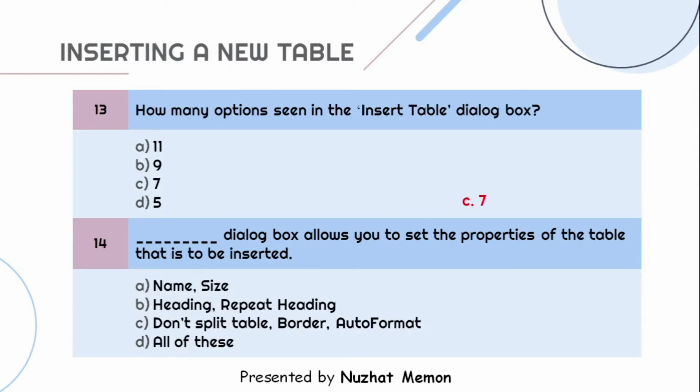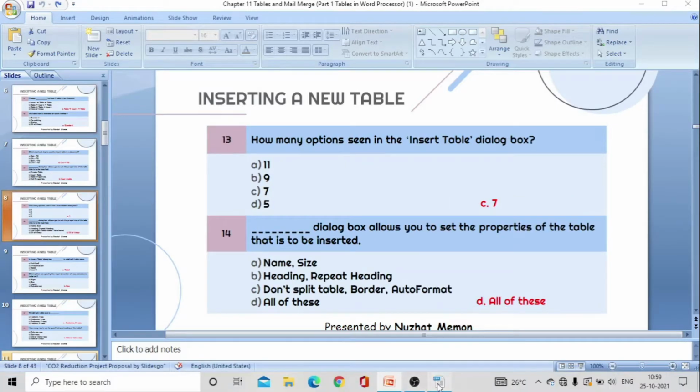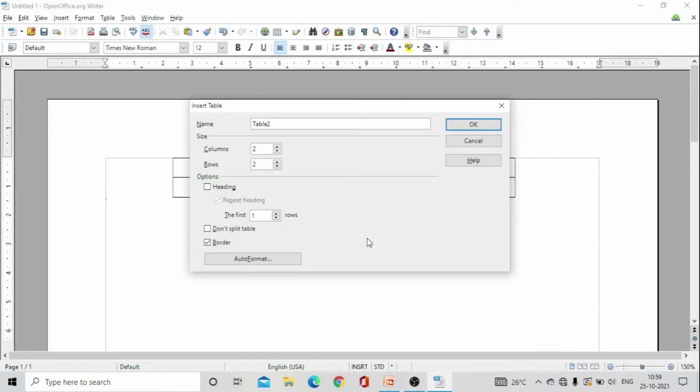So there are a total of 7 options seen in the insert table dialog box, and which are they? They are name, size, heading, repeat heading, don't split table, border, auto format. We will see this again, so it will be easy for you to remember. Yes, as you can see, we have name, size, and several options like heading, repeat heading, don't split table, border, and auto format. So all of these are options in the insert table dialog box.